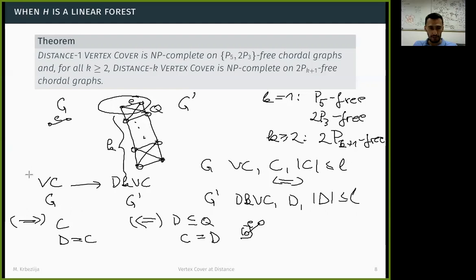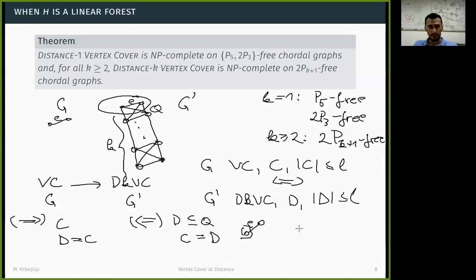And this defines a reduction from the vertex cover on G to the distance k vertex cover on G prime. And since the vertex cover is NP complete on graphs in general, the distance k vertex cover will be NP complete on the newly obtained graphs. And the newly obtained graphs are P5 and 2P3 free chordal graphs for k equals 1, and for k greater than or equal to 2, the newly obtained graphs are 2P(k+1) free chordal graphs.